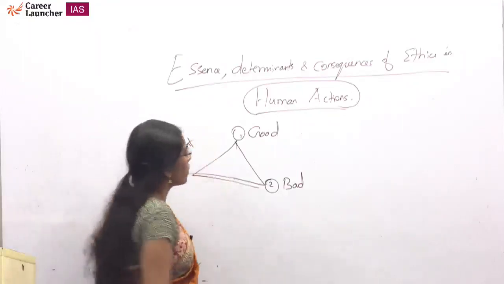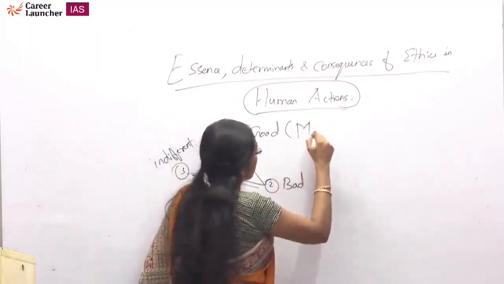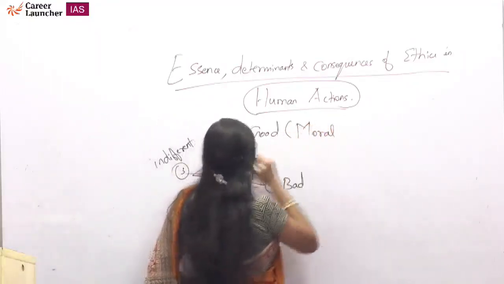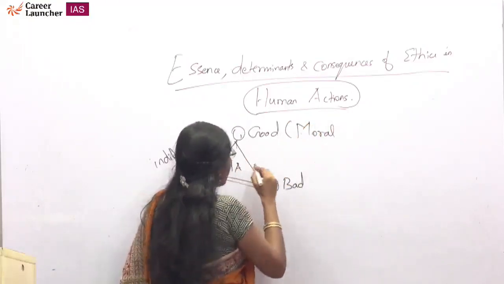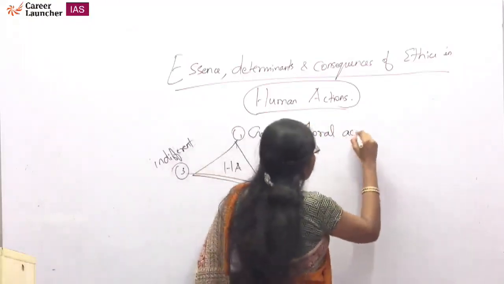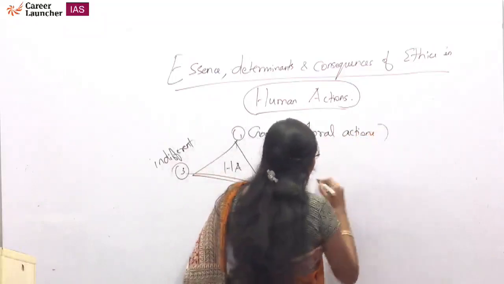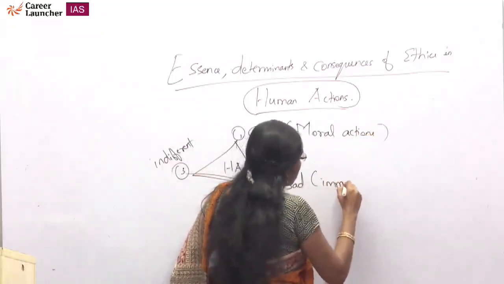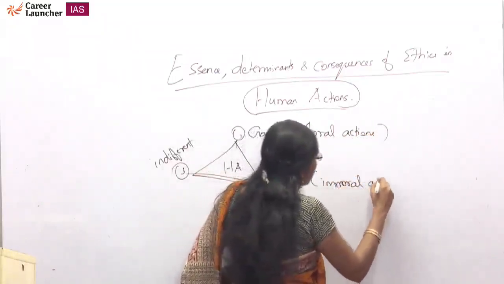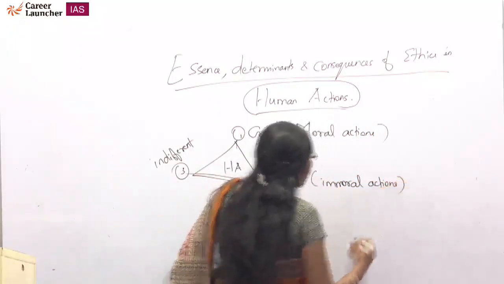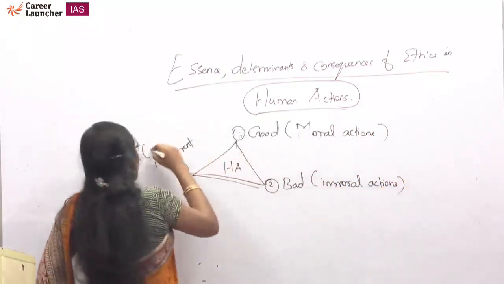This again we can write as moral human action. HA means human action: moral actions, immoral actions, amoral.